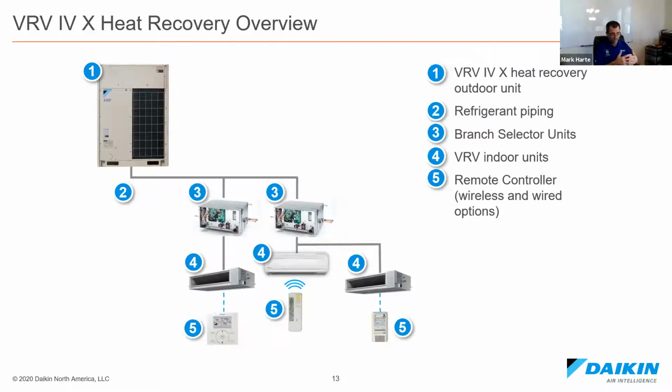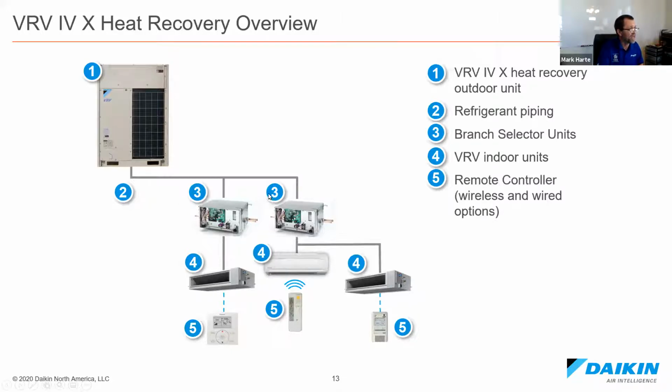The branch selector box, you could think of it as a 4-way valve. So anything downstream of that branch selector box, like in this case, you'll see the first branch selector box, and down below that is an indoor unit. That indoor unit can heat and cool independently of the other indoor units. So that's how we get heating and cooling at the same time off of the heat recovery system.